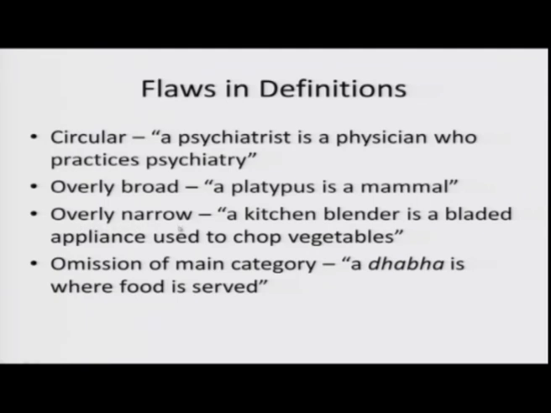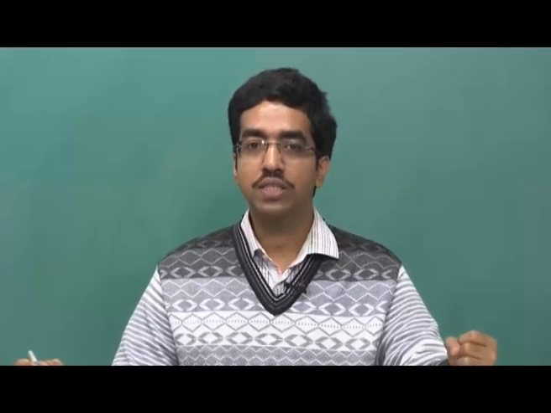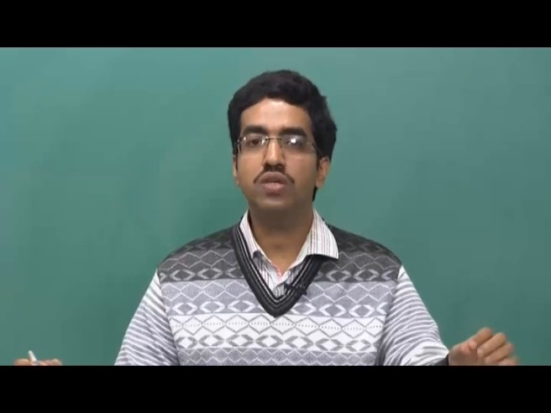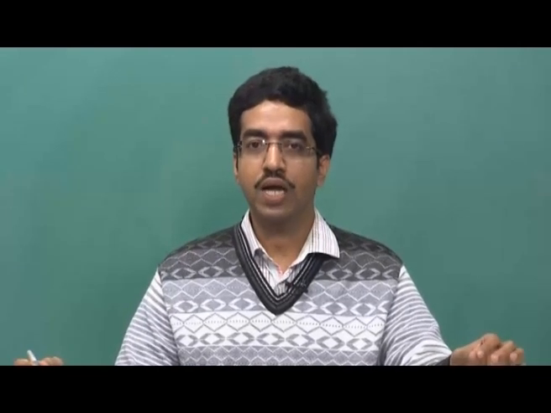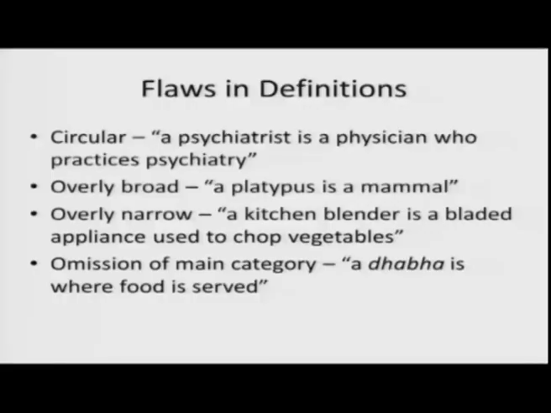Next is the opposite of it: you become so specific that you may leave out some essential features. You zero in on only one of the features and define it in a very narrow sense. For example, here is a definition: a kitchen blender is a bladed appliance used to chop vegetables. Yes, it is an appliance, right? It has blades. Here is the problem: you are saying it is used to chop vegetables.